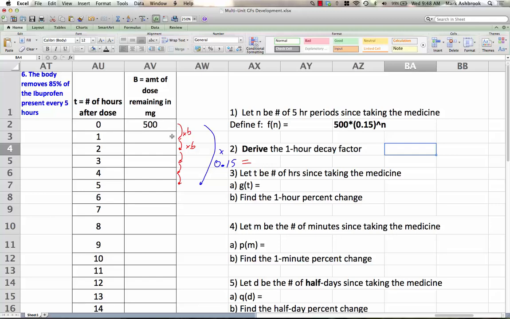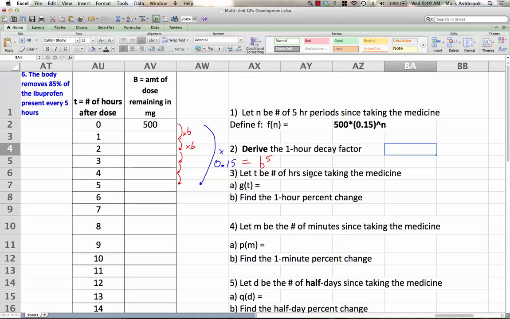Look at what's happening, you guys. To get the amount of ibuprofen the next hour, you're going to multiply by B. So to get from 0 to 5, what would you do with B? You multiply by B 5 times. B times B times B times B times B advances you 5 hours in terms of amount of ibuprofen. Well, we know that's 0.15.